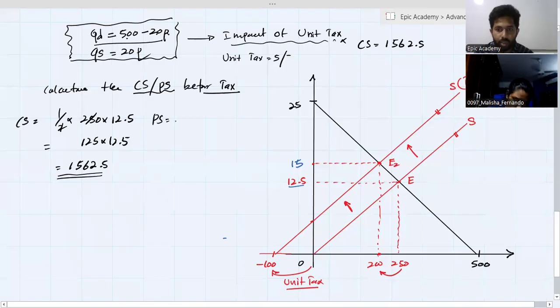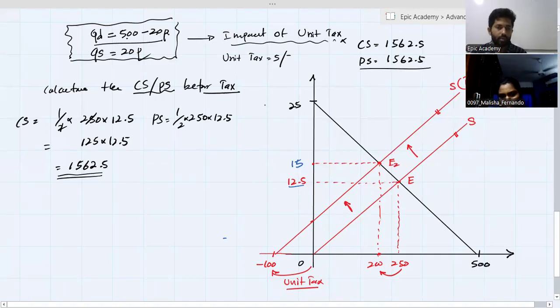Now we can calculate the PS value. PS means producer surplus. Half into length is 250, similar. Height is 12.5. Are you okay with that one? Yes, sir. Okay, 12.5. So the answer must be similar. PS also 1562.5. Already calculated.